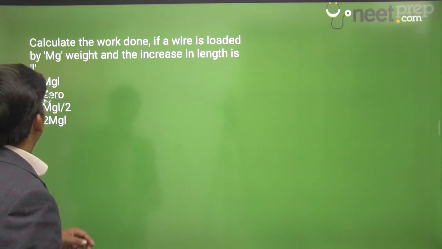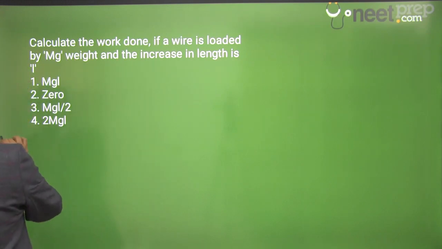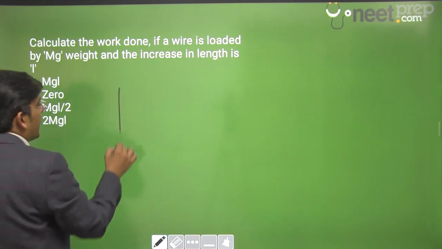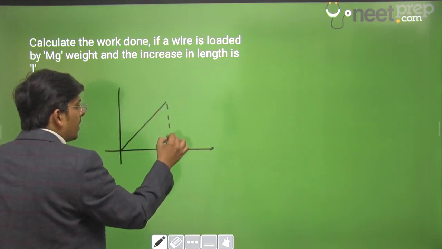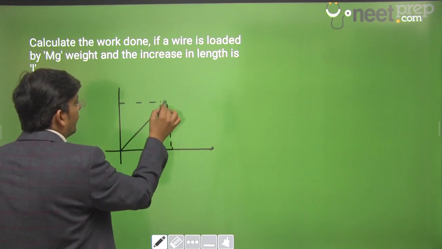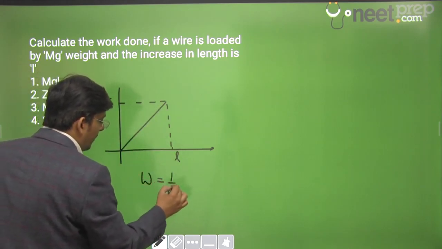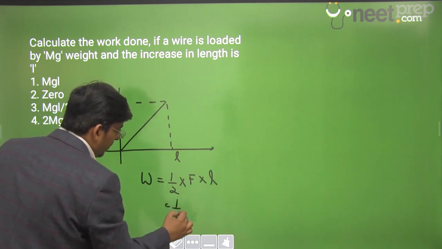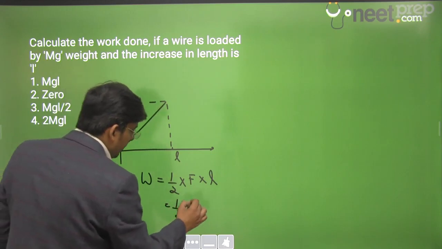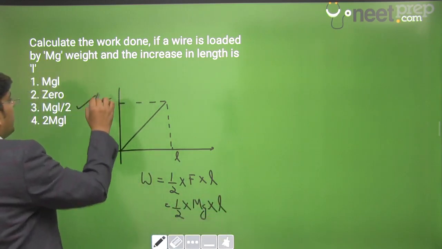Calculate the work done if a wire is loaded by mg, increase in length is L. See, work done is actually, dear students, the area under the force and extension graph. Extension is L. So work done is half into force into extension, and force is going to be mg, right? This is going to be the work done. So mgL by 2 is the correct option.